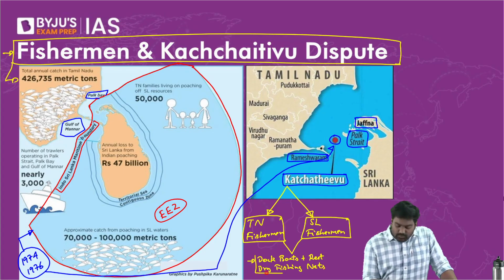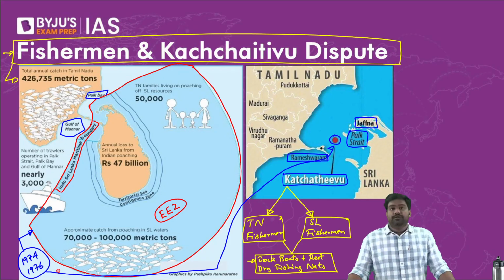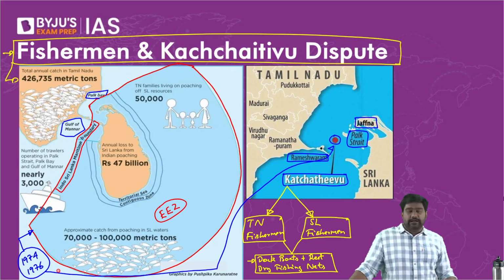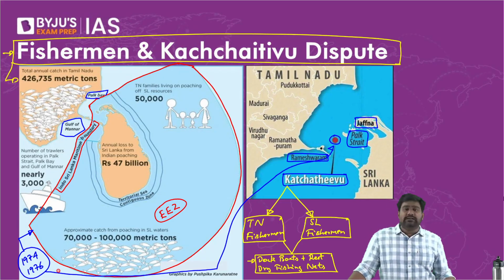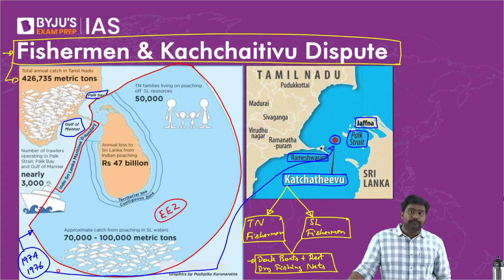So Kachativu has been important for the fishermen for their livelihood. They have fished around this area. They have docked the boats here, taken rest. They have dried the fishing nets as well. So for fishermen, it has been important from both the sides. For fishermen from Rameshwaram and around it, also from Jaffna.